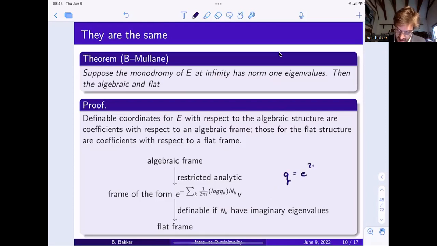q is equal to e^(2πiz), then this is just going to equal e to the minus z n_k. Okay, so as long as n_k is... did I do that right? I might have screwed up. Sorry, let me just think about this for a second.